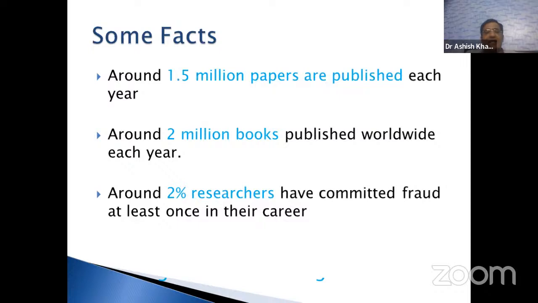Although this data is some years old, at that time 2 million books were getting published worldwide per year, but only 1.5 million research papers were getting published in a year. So you can imagine that the number of books coming out is larger than the number of research papers, and you can understand the importance and gravity of research papers.